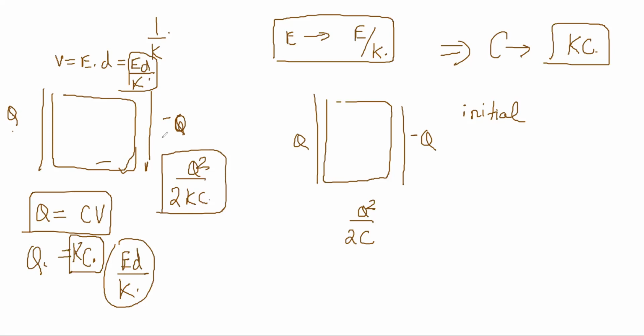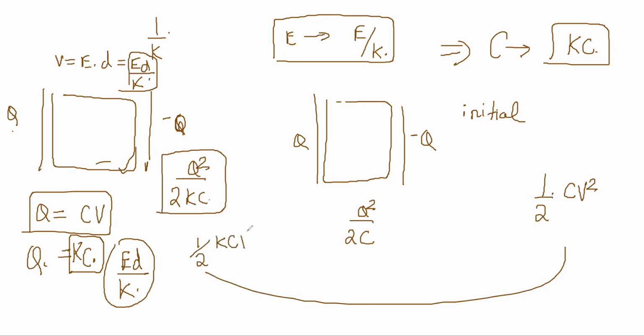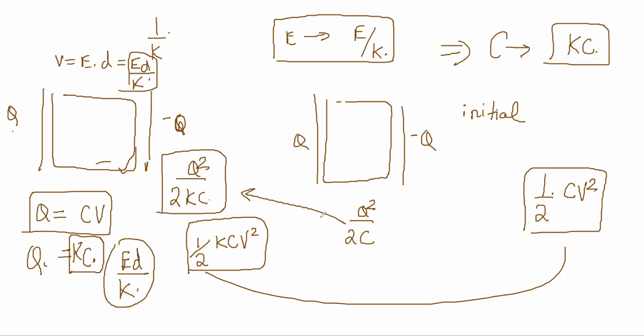In some questions, the battery was connected, so the potential difference would have been constant. So the energy would have increased in that case, because it is half into KC V square, right? You understand there are two different cases, no? There is one case where it was an isolated capacitor setting.